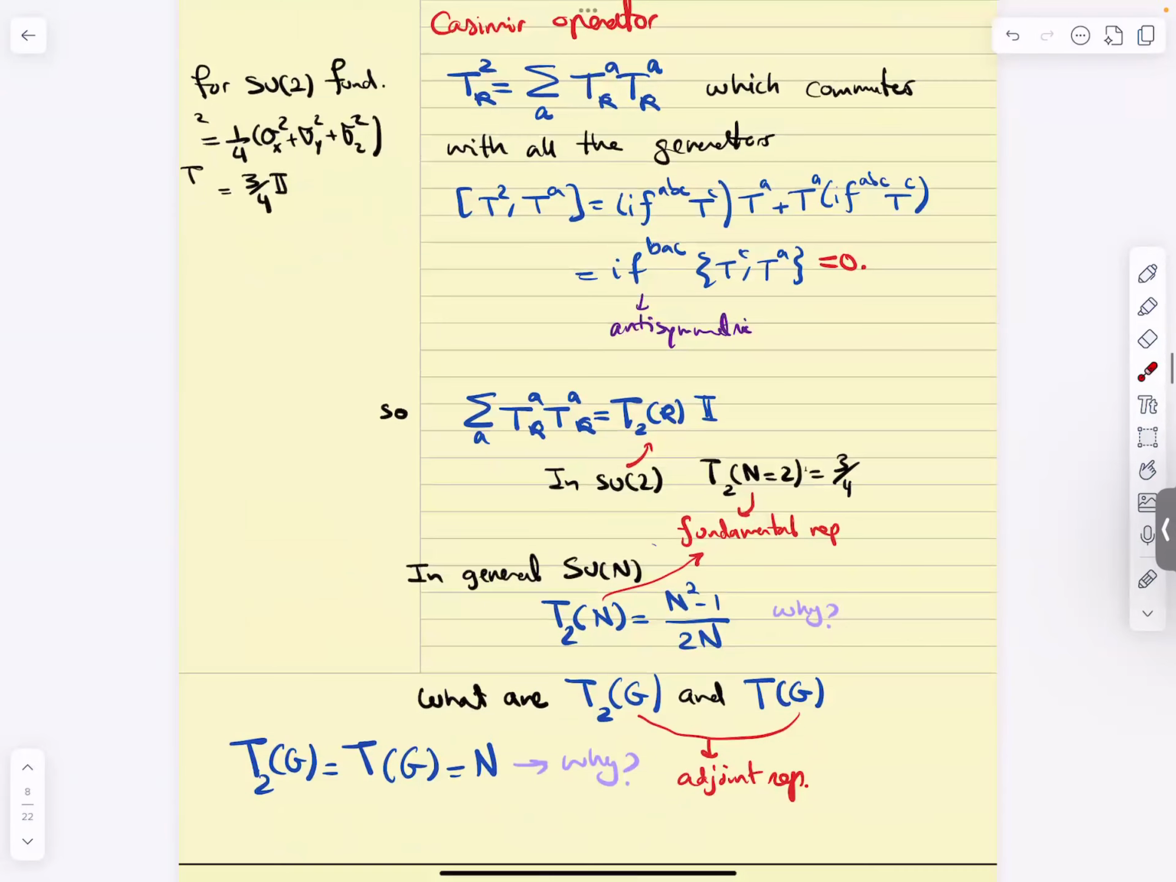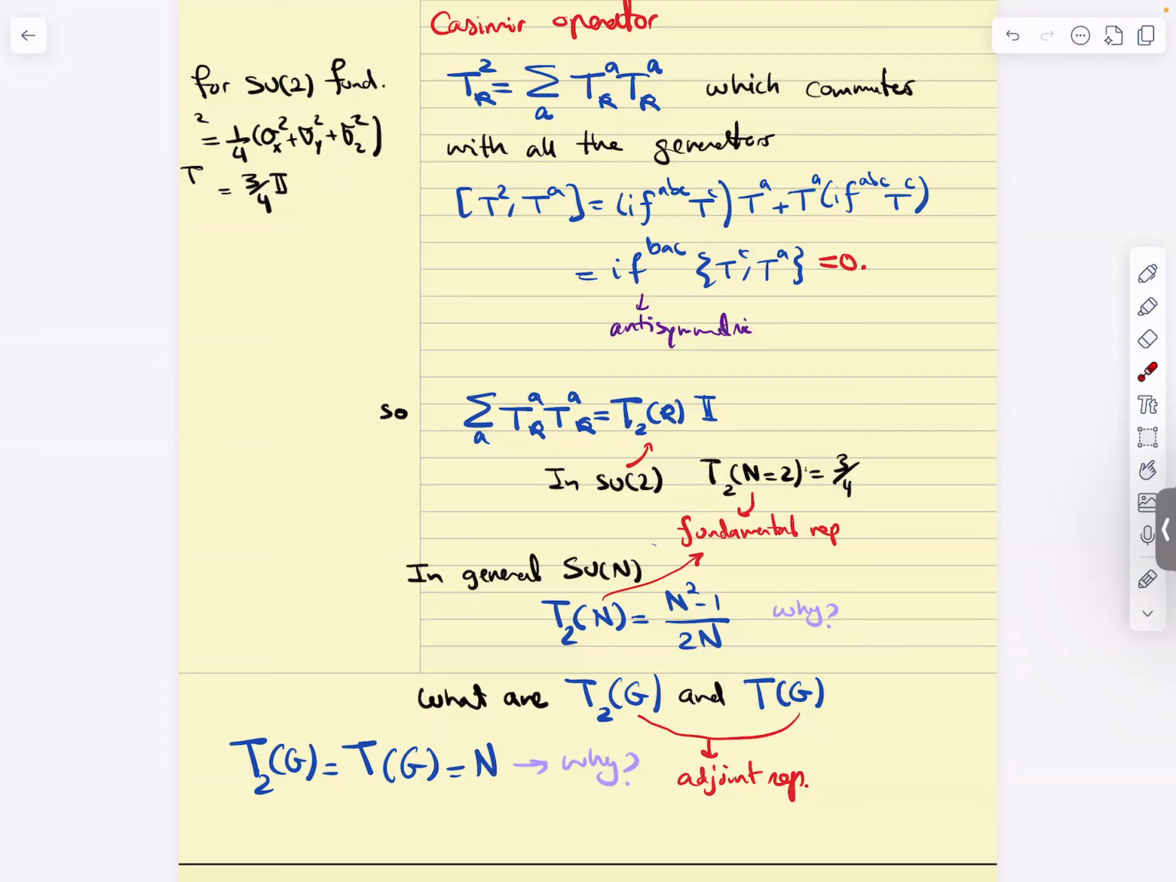Okay, T of n, I think I dropped it. It's actually half for the fundamental representation. I gave you the example for SU(2). It's always half. And then T2 of G for SU(N), sorry, T2 of n, let's do the first two fundamental, is (n squared minus 1) over n. Correct, 2n.